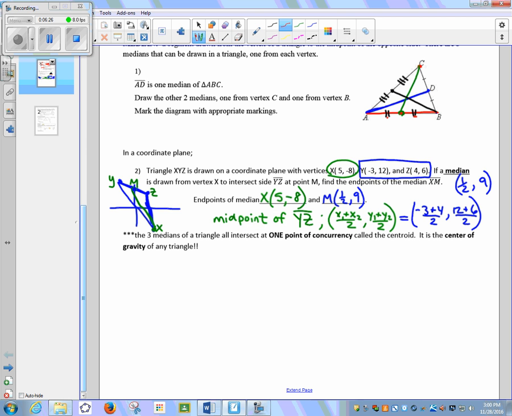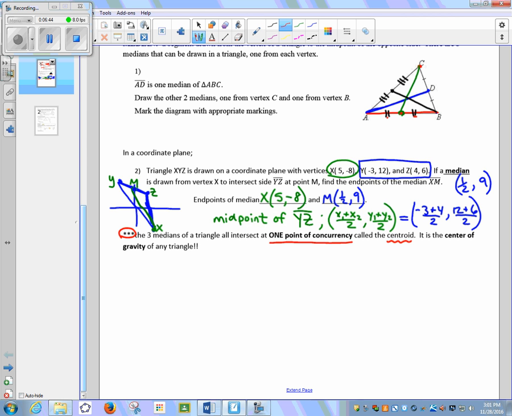Okay, so don't forget this point. The three medians of a triangle all intersect at one point, called a point of concurrency. In this case, with medians, that point is called the centroid. It is the center of gravity of a triangle.